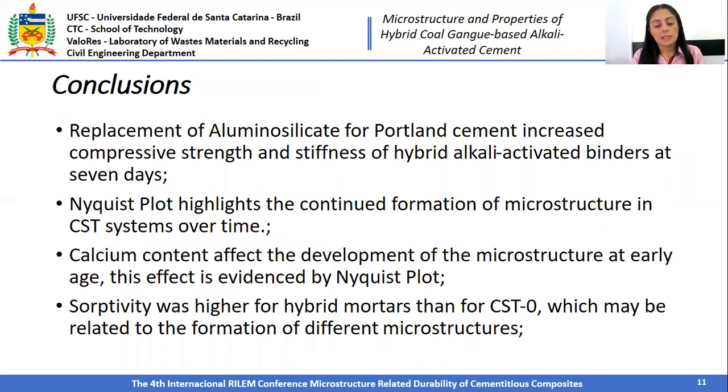So, the main conclusions of the work are that replacement of aluminosilicates by Portland cement increased compressive strength and stiffness of hybrid alkali activated binders at 7 days. The Nyquist plot highlights the continued formation of microstructure in CST systems over time. Calcium content affects the development of microstructure at early ages. This effect is evidenced by the Nyquist plot. Sorptivity was higher for hybrid mortars than for CST0, which may be related to the formation of different microstructures.